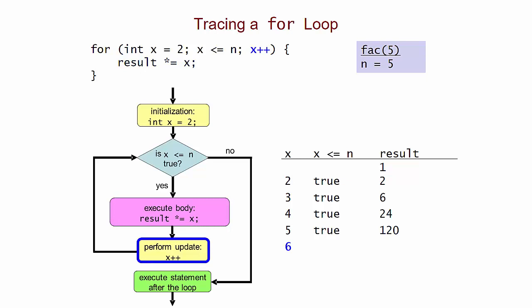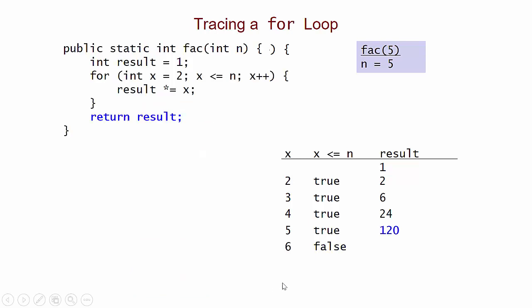We update x again. So x is now 6, and this time when we do our test, because 6 is not less than or equal to 5, the test is false, and therefore the loop is done, and we go to whatever comes after the loop. In this function, this static method, what comes after the loop is our return statement, and so we're going to return 120, which is the final value of result, and that is indeed 5 factorial.